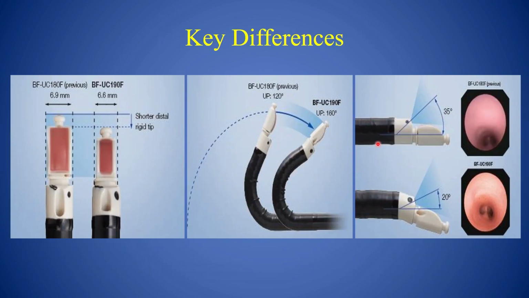So these are the key differences between the two scopes. You have the shorter distal rigid tip with the newer 190 series scope. It has a greater forward angulation and lesser degree of forward oblique viewing.